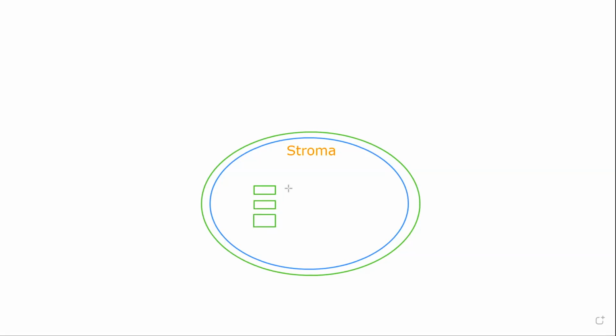I am drawing a rough diagram. A single thylakoid is called a grana thylakoid. A group of grana thylakoids is called a granum. Two grana are connected by a tube-like structure, which is called stroma lamella.